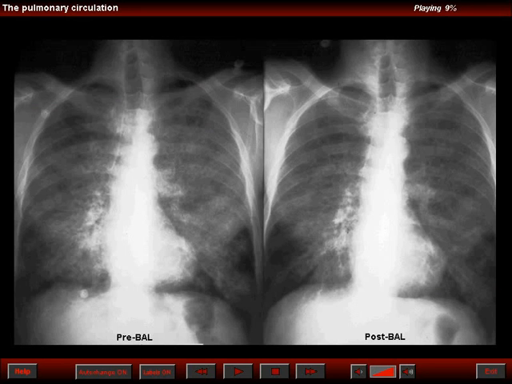In this patient, we can see pre and post bronchoalveolar lavage. Following bronchoalveolar lavage, initially we may see focal pulmonary edema, but note that the infiltrates have cleared partially, and this is what is expected from the treatment of pulmonary alveolar proteinosis patients.